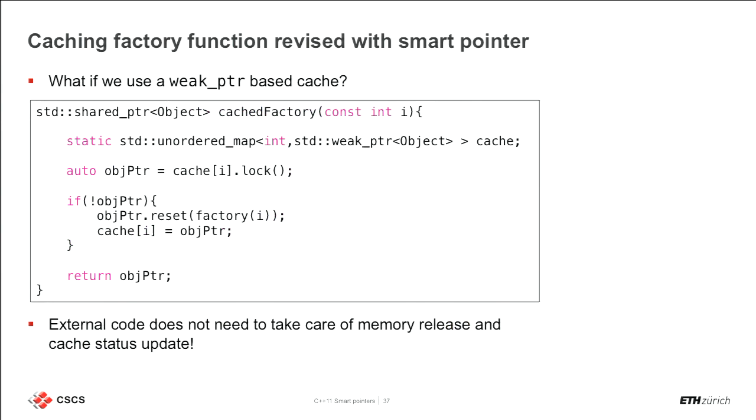So this problem can be solved by introducing, also in this case, a weak pointer. This is just an upgrade of the previous cached factory function using the smart pointer. The idea here is to create a cache which is still an unordered map, but it is storing the weak pointer to the type object instead of storing the raw pointers. And this function returns a shared pointer instead of returning a raw pointer again.